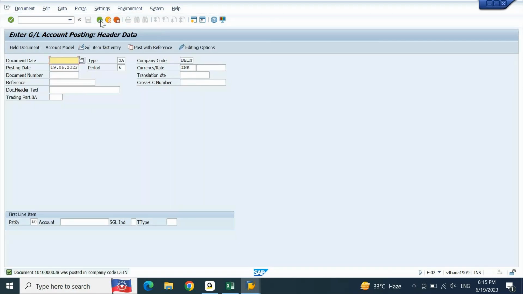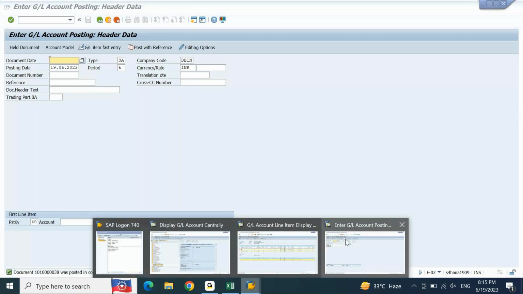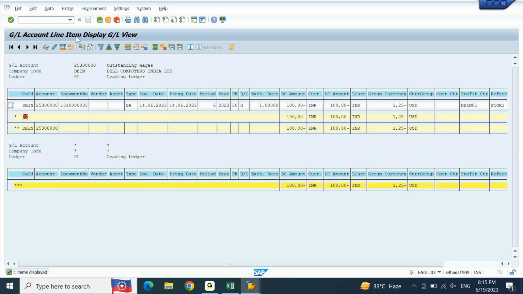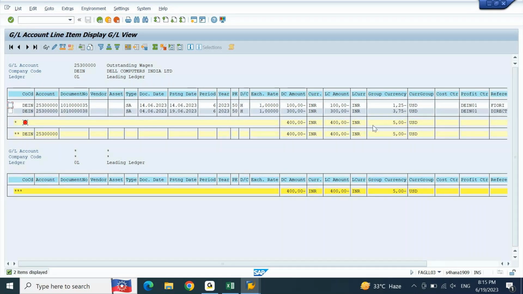Once this entry is posted, let's get back to the GL report. Currently this is 100. Let me go to list. Click on refresh. It should become 400. It has become 400. Now this is the direct entry that I have passed. Clear with what is direct entry? Where you are giving debit and credit from your side. Clear?